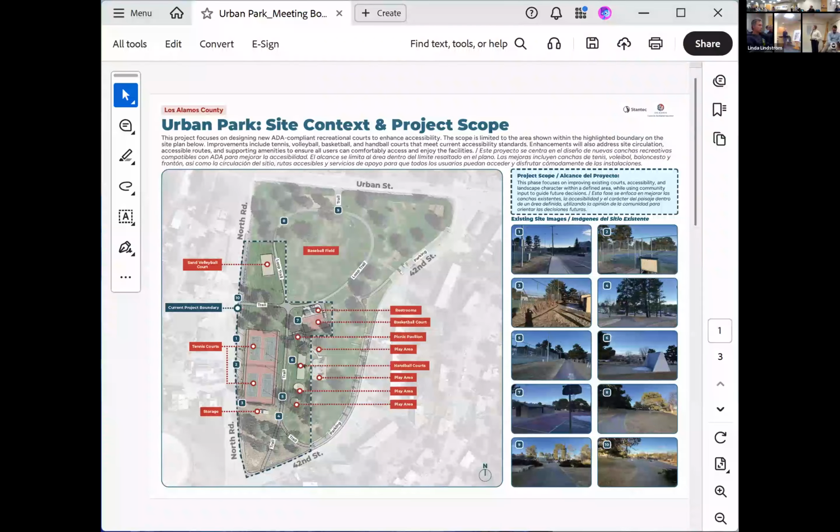This is Urban Park shown here in the plan. The project that we're really focusing on tonight falls within this boundary. It largely focuses on courts, accessibility, and some landscape improvements within that area.